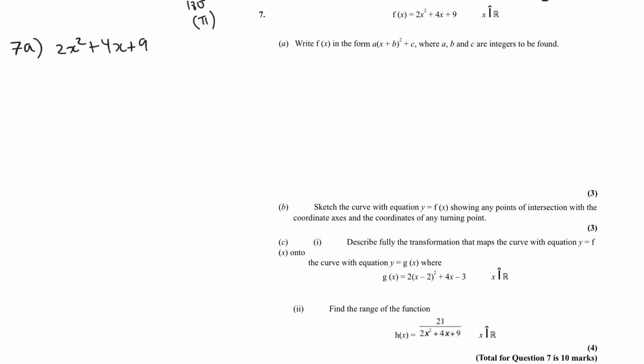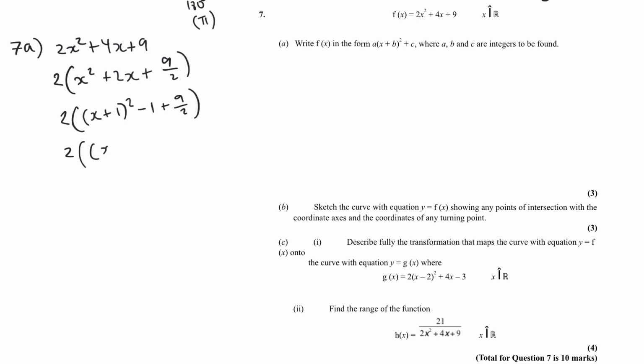So the first thing is we're going to divide everything by 2. So that will be 2 bracket x squared plus 2x plus 9 over 2. Then we are going to complete the square with the x squared plus 2x. That will be x plus 1 squared, take away the 1, and then plus the 9 over 2 on the outside. So then minus 1 plus 9 over 2 would be plus 7 over 2.